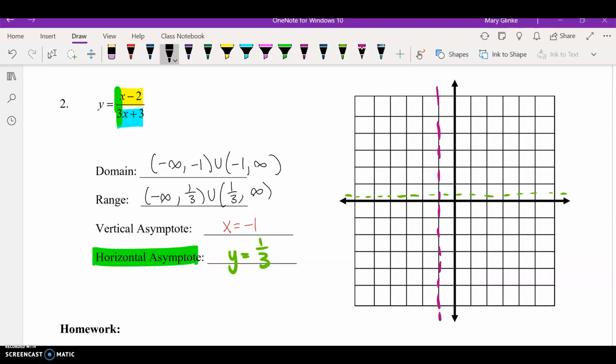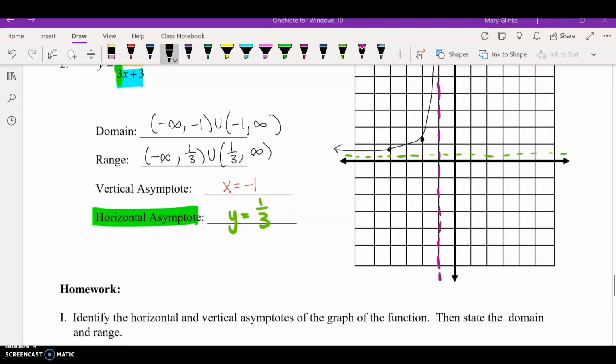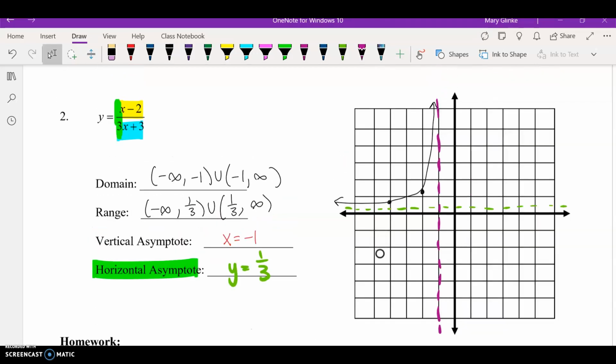We're going to graph this on our calculator and come up with some other points. And as x goes to positive infinity, you can see we're approaching 1/3 for our y values. Same on the left-hand side. So that's how we graph inverse variations and hyperbolas.